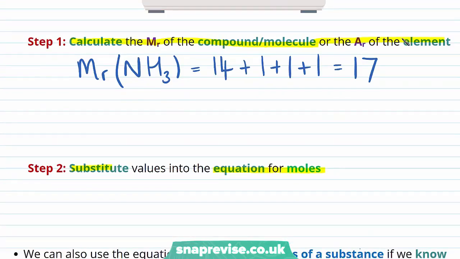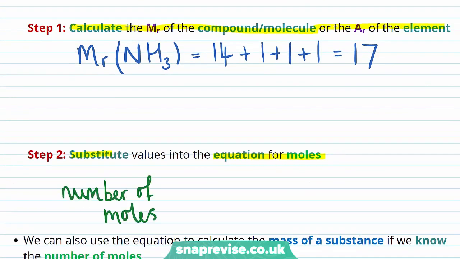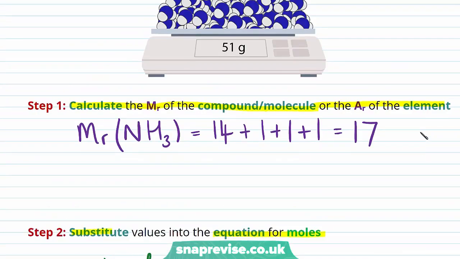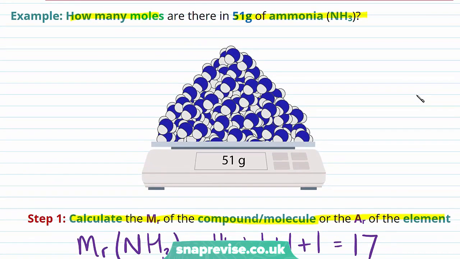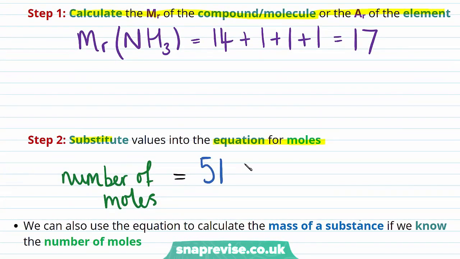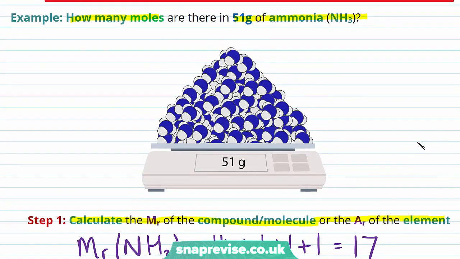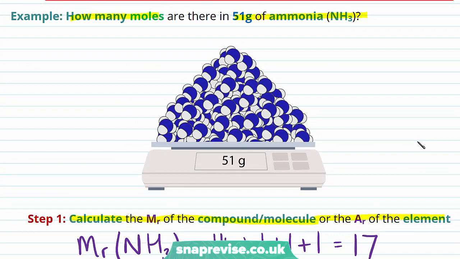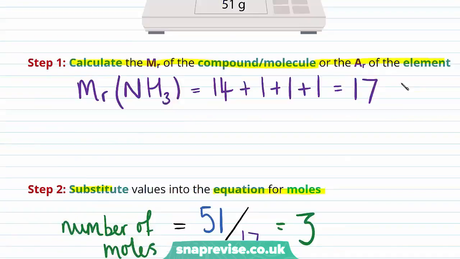So in this case, our number of moles of ammonia is going to be equal to the mass of the substance in grams, which as you can see from the question is 51, divided by our relative formula mass, which we just calculated was 17. If you work out 51 divided by 17, you'll see that the answer is 3, and therefore that there are 3 moles of ammonia in 51 grams. If we measured out enough ammonia that weighed 51 grams, it would contain 3 moles, and therefore 3 times 6.02 times 10 to the 23 ammonia molecules.